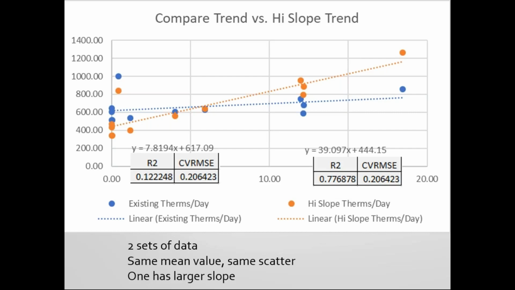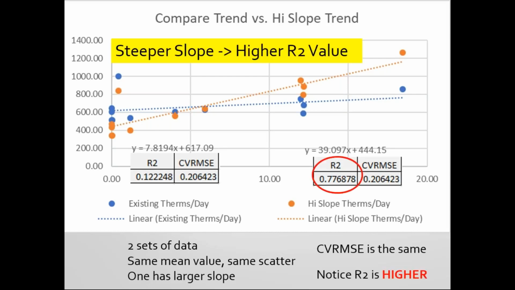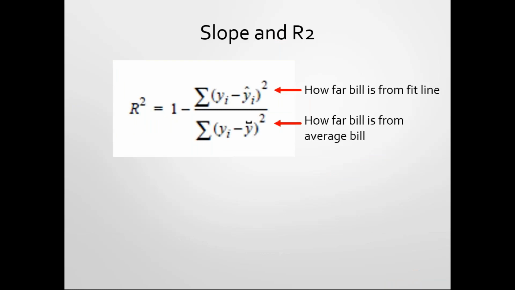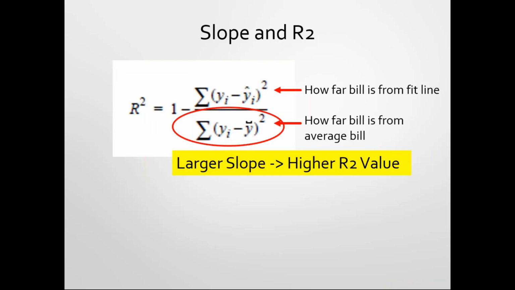So anyway, we had two sets of data, the same mean value, the same scatter, but one has a larger slope. And you've seen this picture before. So we have the same CVRMSE, because it's the same scatter, but the R squared is higher. Why is that? Well, let's look at the equation. So a larger slope means a higher R squared value. Why? Because it's how far the bill is from the average bill.